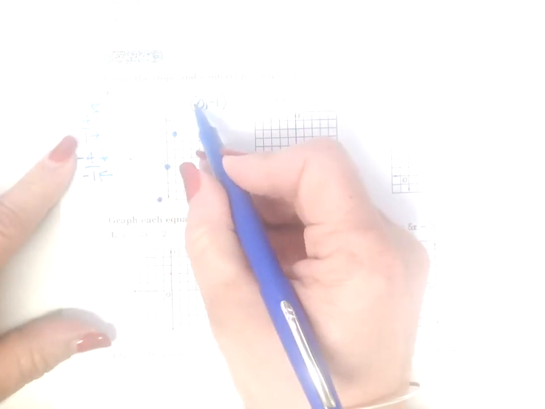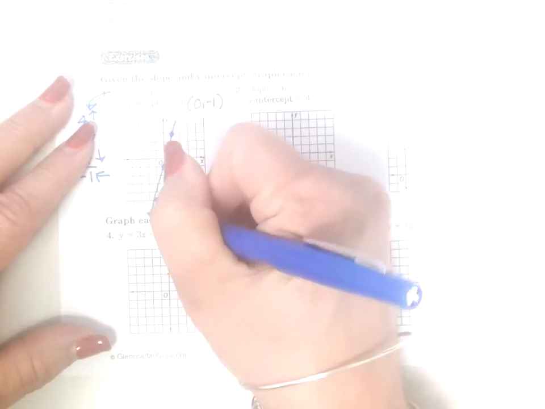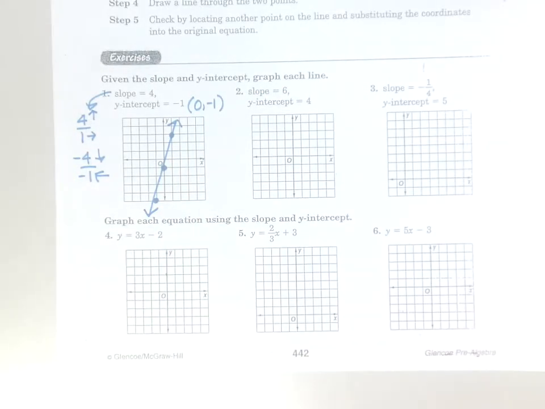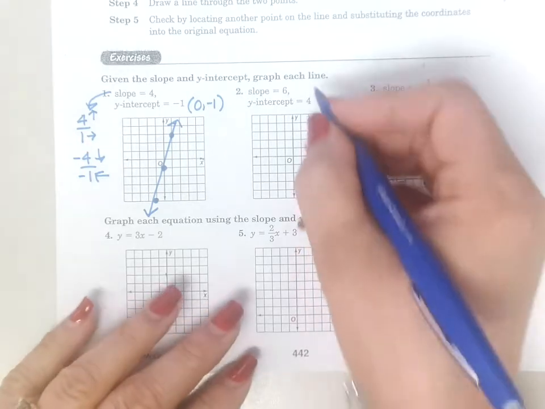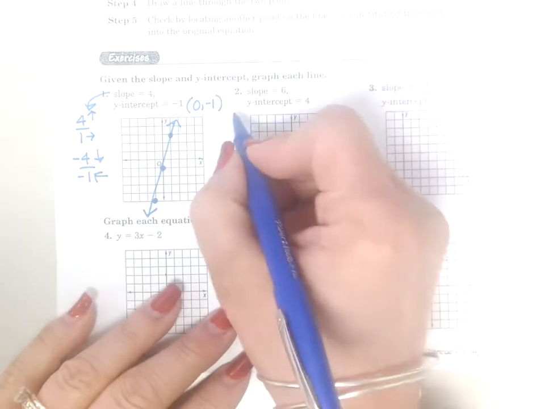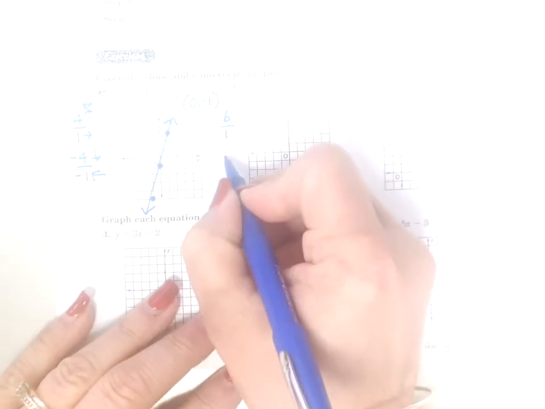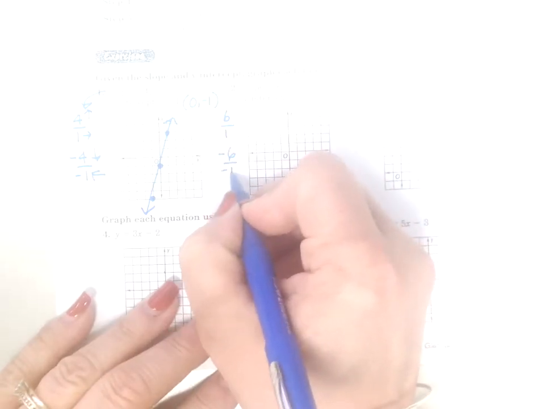Why didn't I keep going up on this one? Because it would have given me off the graph. So if I can't do 2 in a row going the same direction, then I use the opposite direction. Okay? I've got a slope of 6. That means I can go 6 over 1 or -6 over -1.